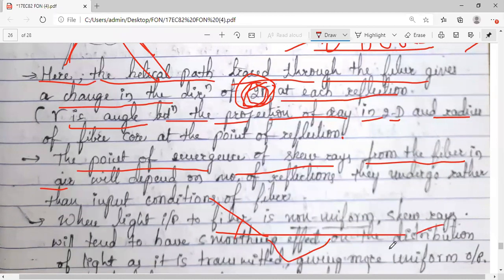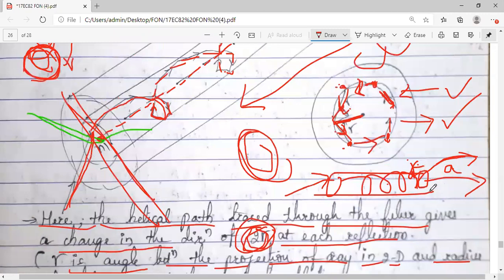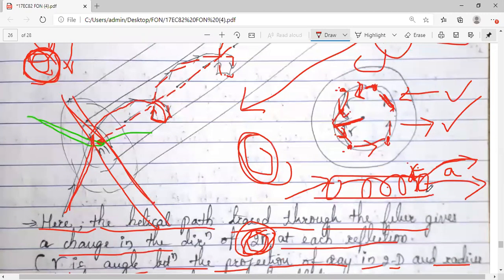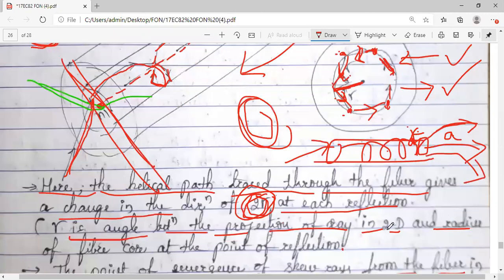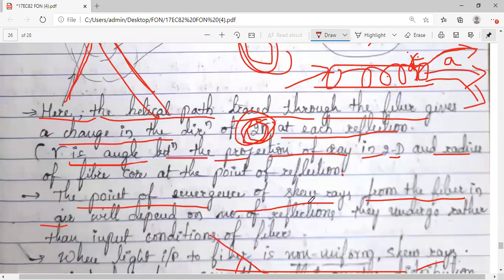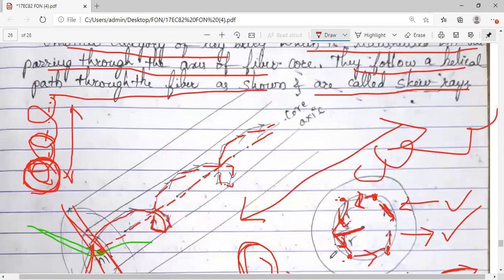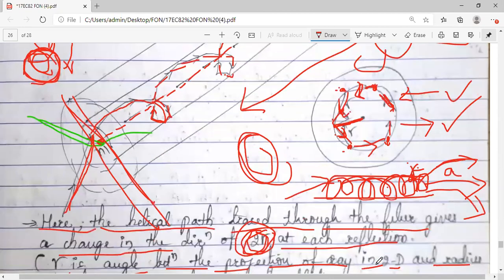But in case of skew rays, as they are helical in their transmission, you don't know at what angle they will come out. So that's what it means. The point of emergence of skew rays from the fiber into the air, the receiving part, will totally depend on the number of reflections that they undergo. So inside, how many number of loops are there, it depends on that.